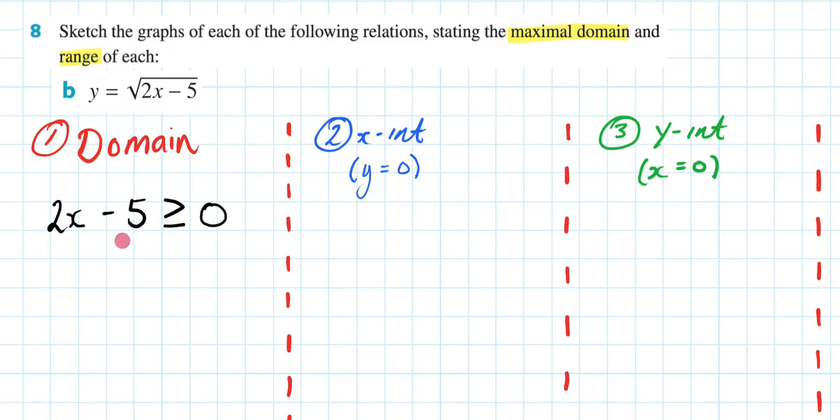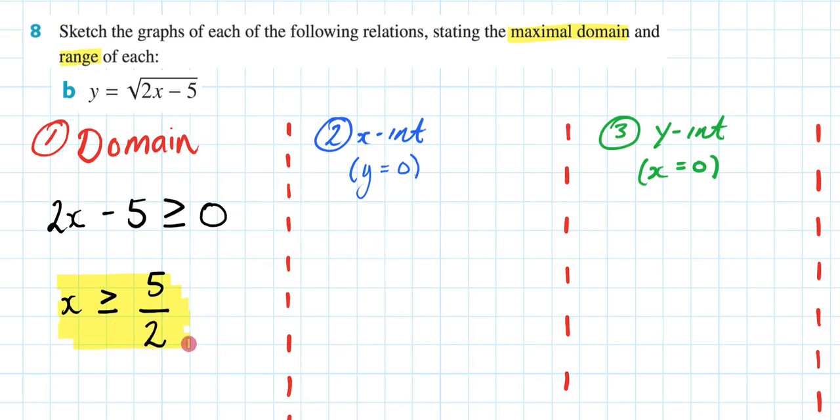So now I want to find what my x has to equal in order for this whole thing to be greater than or equal to 0. So I'm just going to do some simple rearranging. I'm going to add 5 to both sides and then divide by 2. So I'm going to get x is greater than or equal to 5 over 2. So what I'm saying is, as long as x is greater than or equal to 5 over 2, then my number underneath the square root will be positive, and therefore my graph will exist. And this is going to be my domain.